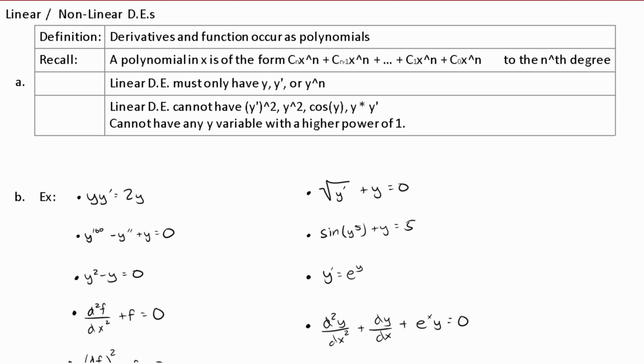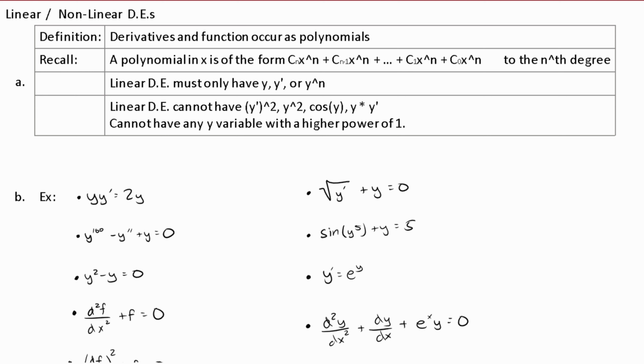And remember, a polynomial is x in the form of, so we have some constant. That's what our c subscript n is, or c subscript n minus 1. Those are just constants. We have constant times x raised to some n power. It doesn't matter what kind of constant we have in here. The main part is that we have x raised to the nth power. It's to the nth degree.